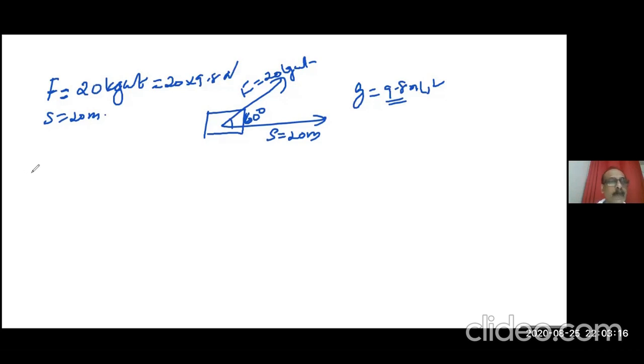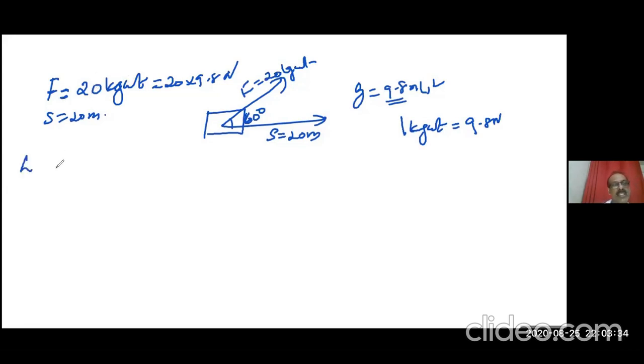Is it clear? Yes. We can write 1 kilogram weight is equal to 9.8 Newton. That means it's the force acting on a 1 kilo body if you're holding it. That's called 9.8 Newton or 1 kilogram weight. But when you substitute, you should take it in Newton.